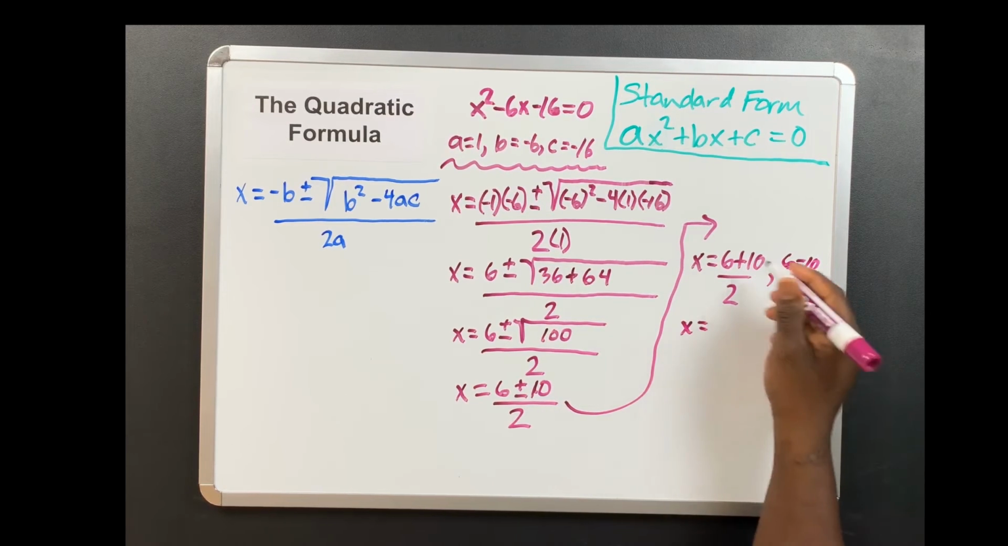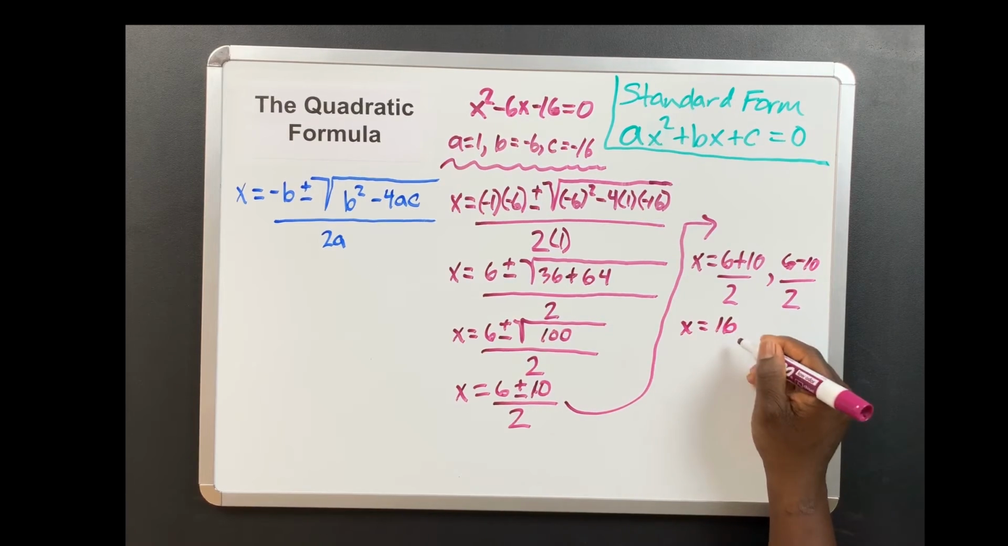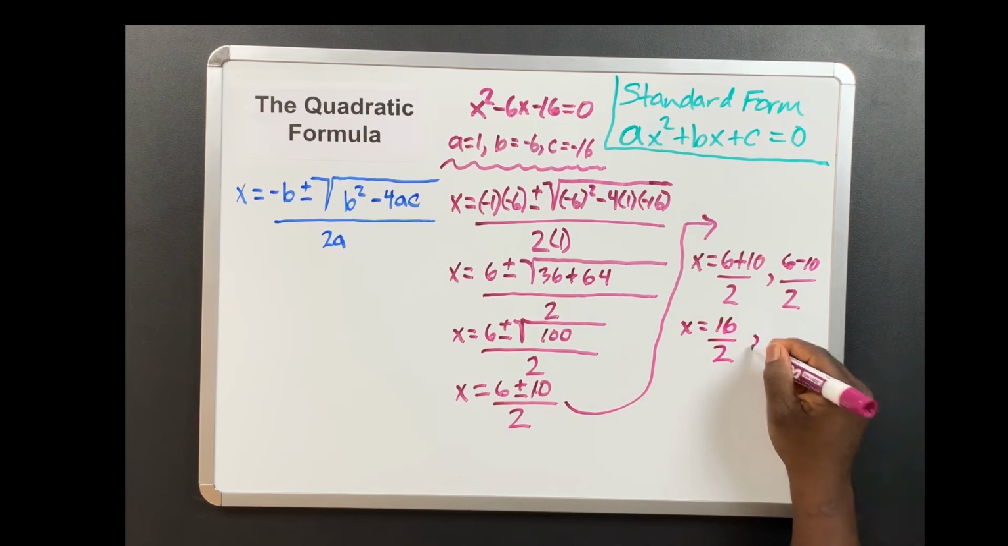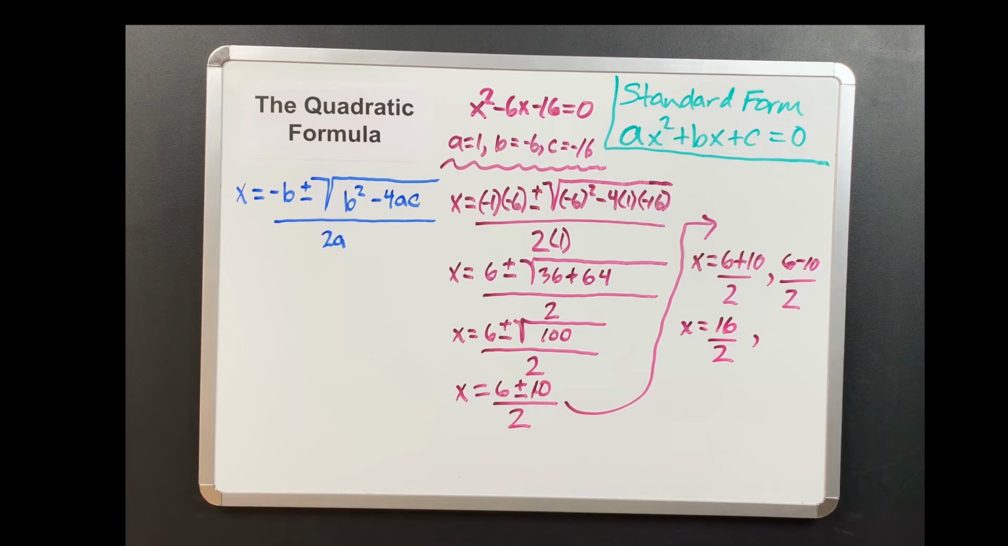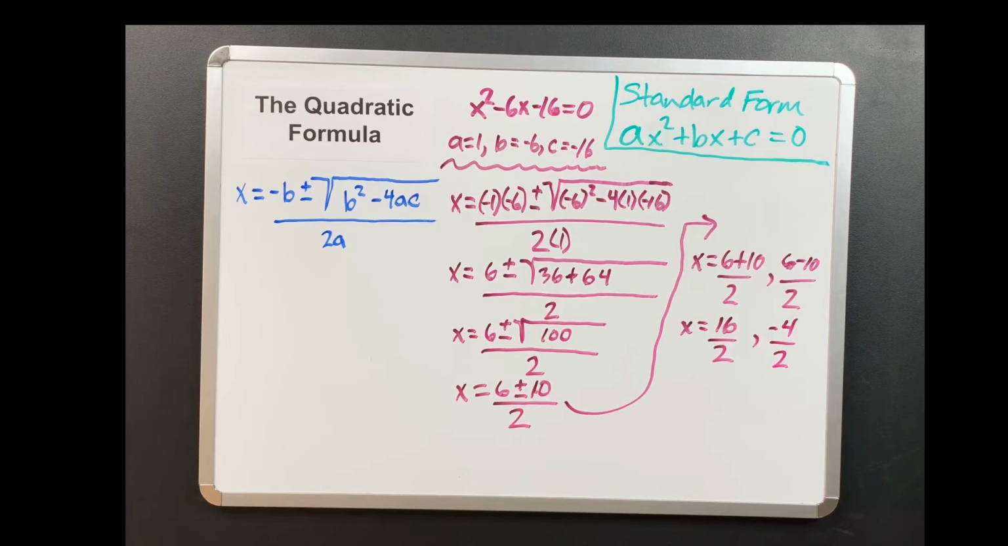X equals 6 plus 10 is what? 16 divided by 2, comma. 6 minus 10 is what? Right, -4 divided by 2. Okay, we're looking pretty good.